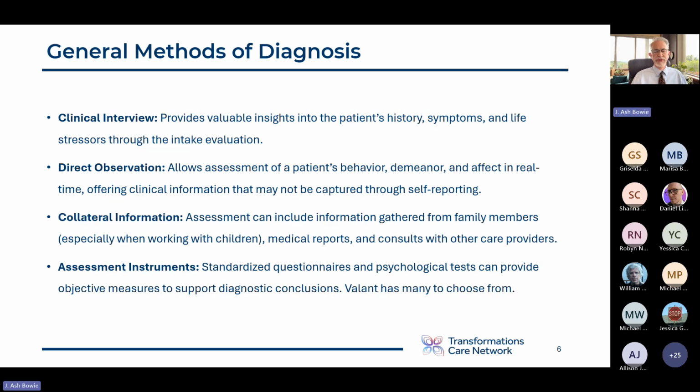So how do we come about with an accurate diagnosis? Well, there's a lot of different ways, but these are the four big ones. The first one for all of us happens in the initial eval session, right? It's the clinical interview. Obviously, that's where we get a lot of the background history, the symptoms that they're reporting, understanding any life stressors that may be impacting their well-being at the time.